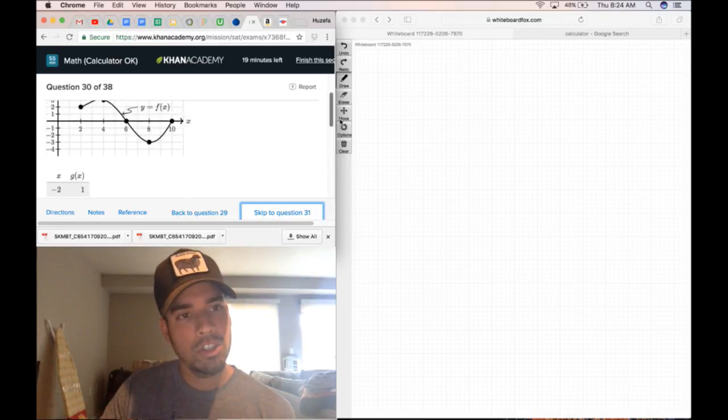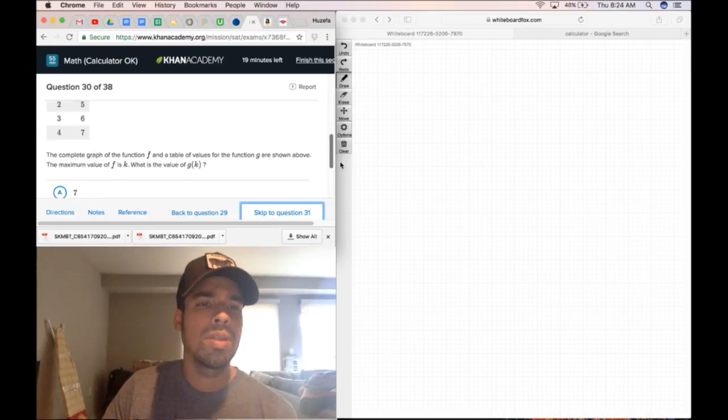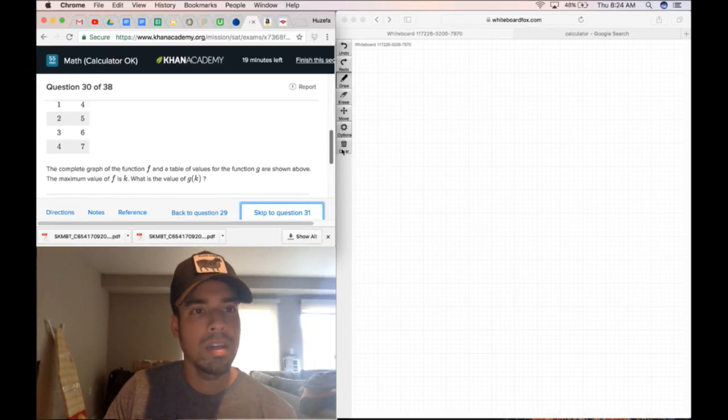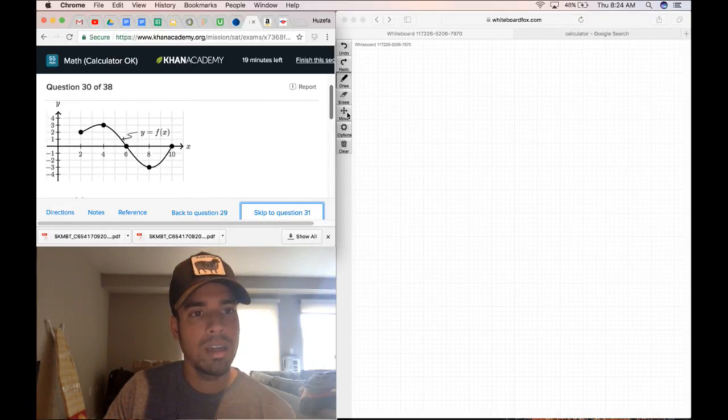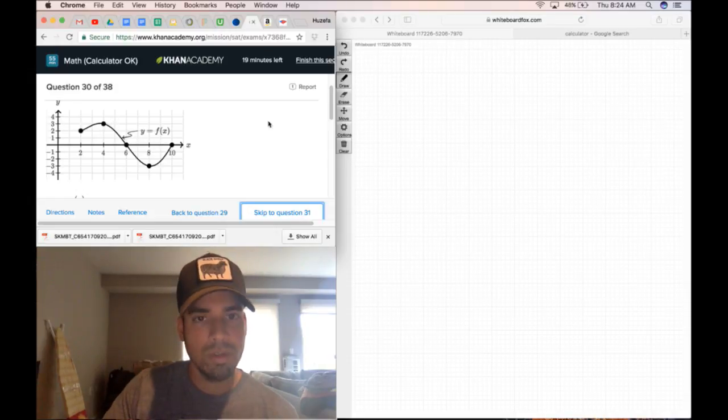And we got a function with x, that's f of x. Now this is another function, g of x. The complete graph of f and our table of values of g are shown. The maximum value of f is k. And k is right here. This is the maximum value, which is 3.